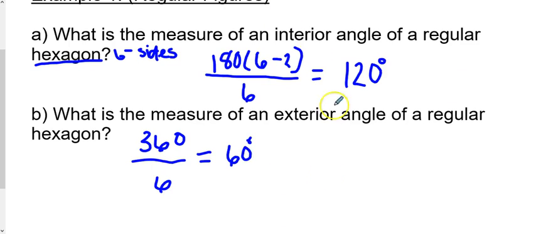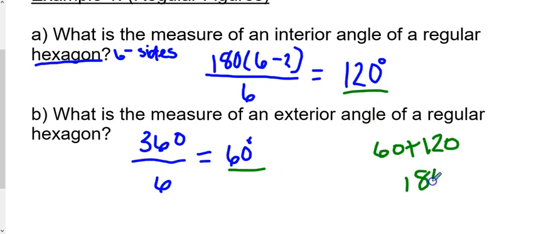Now, if you notice, we've got 120 and we've got 60. So when we add those two together, we get 180 degrees. And this will always be the case. So for someone like me who struggles with memorizing formulas, I only choose to remember 360 divided by the number of sides for the exterior angle, and then I subtract from 180, because for me, that makes a lot more sense than trying to remember 180 times n minus 2 divided by n. Now again, it's whatever works best for you.